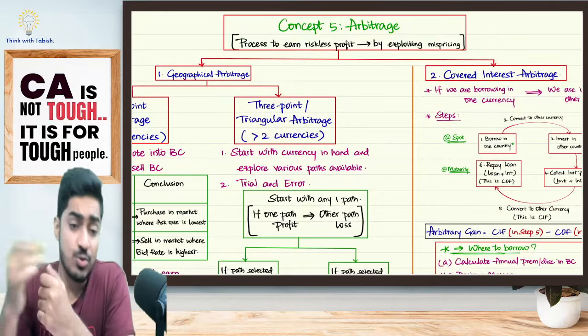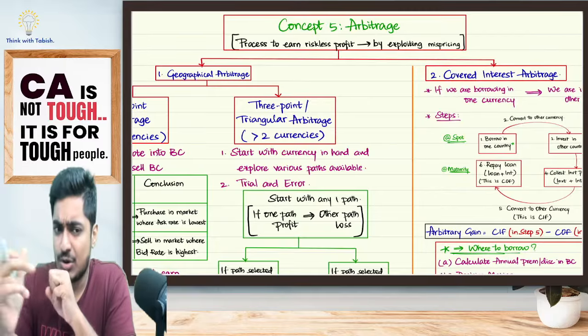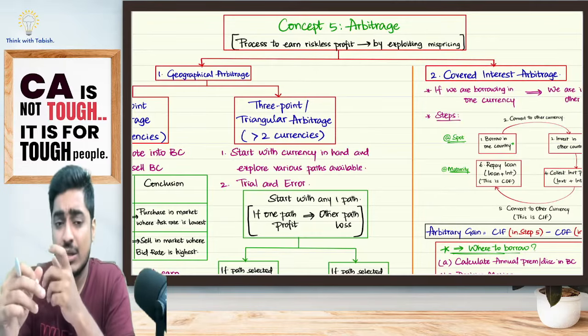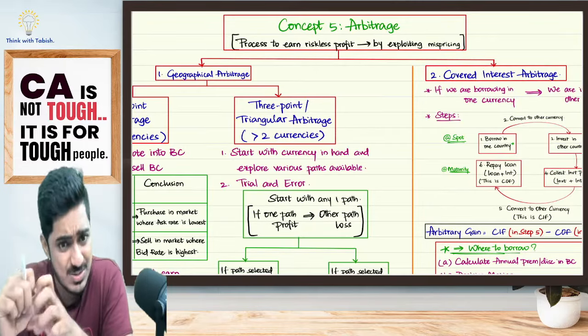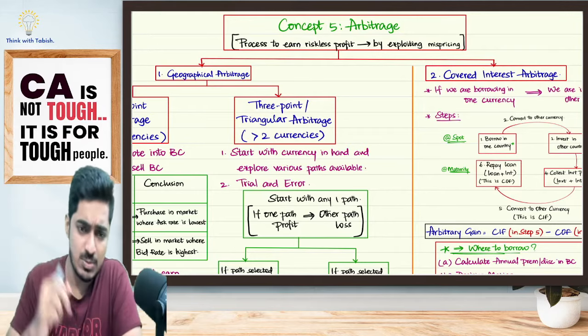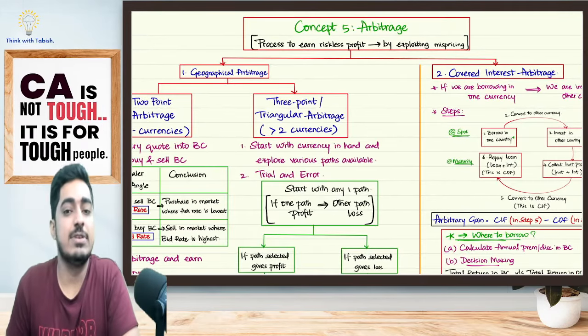Next, we have concept 4, which is going to be fate of forward contract. I am not going to discuss that in this revision because it will take a lot of time. You will revise it once by yourselves, or at the end we will see separately, if possible, in one more video. Next is concept 5, which is going to be arbitrage.